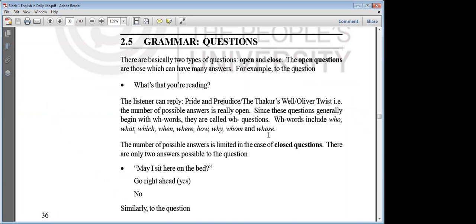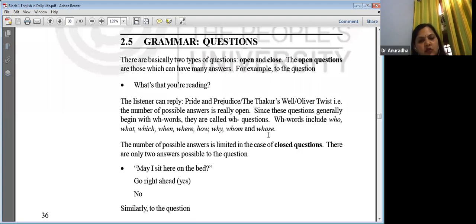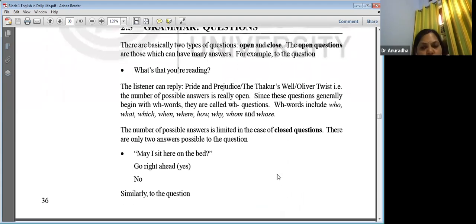For example, what's that you are reading? Okay, toh kuch bhi answer iska ho sakta hai. I am reading Pride and Prejudice. I am reading Pradeep Kheda. I am reading Oliver Twist. Or whatever jo bhi aap padhte hain, theek hai, wo that means it is an open question. Okay, lekin agar yahi questions jo hain, they may start with the WH words like who, what, which, when, where, how, why, whom and whose. The number of the possible answers is limited in the case of closed questions.